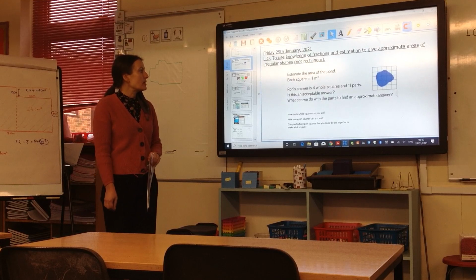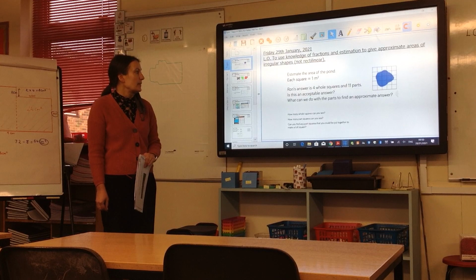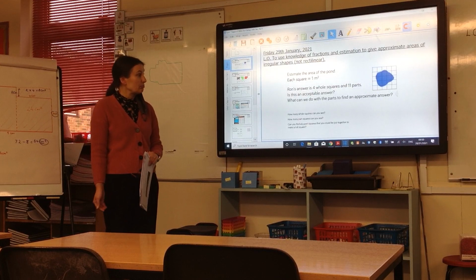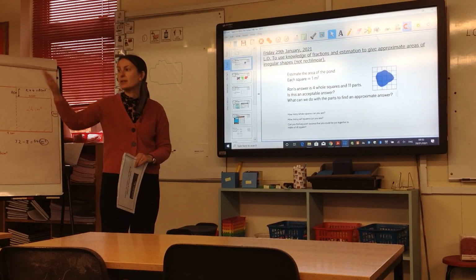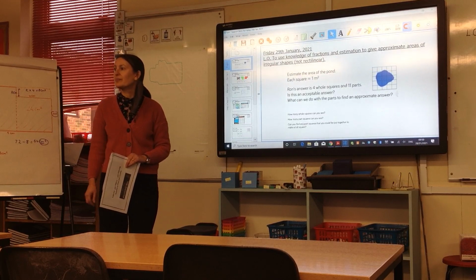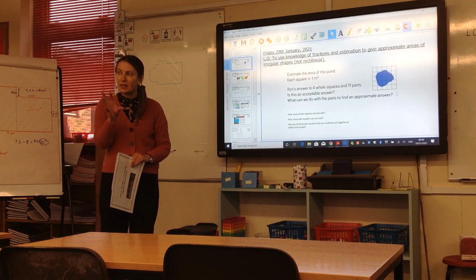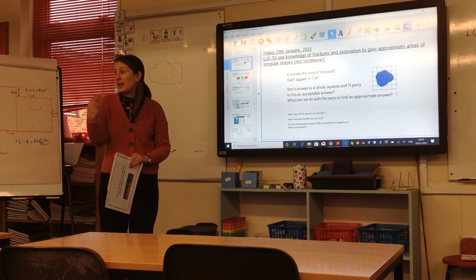So, Ron's answer is 4 whole squares and 11 parts for this area. Is that an acceptable answer? What does approximate mean? Yes. Like a sensible answer of around what it might be. Yeah, a roundabout, isn't it? A little bit different to estimation. Okay, so approximate is thereabouts, whereas an estimation is what you think it might be. A sensible guess.